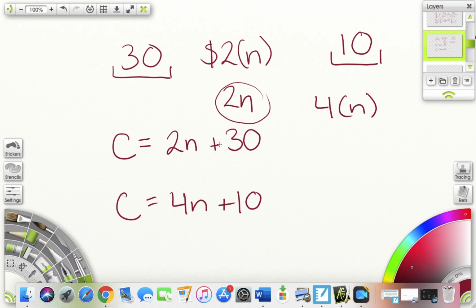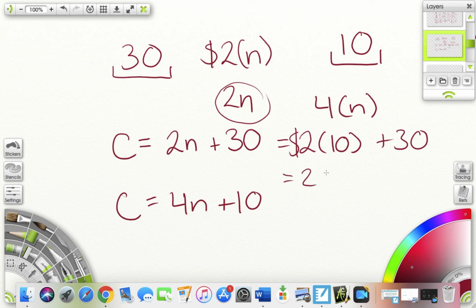So in this case, option A is 2 times the number of movies. So in this case, I want to watch, did I say 10 movies? So I want to watch, it's $2 per movie, and I want to watch 10 movies. So I would plug in 10 where n would be, plus $30. So it would be $2 times 10 plus 30 for the actual fee of the pass. So 2 times 10 equals 20, and plus 30 equals 50. So my first option would cost me $50.